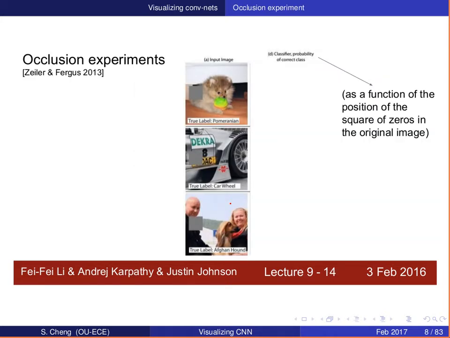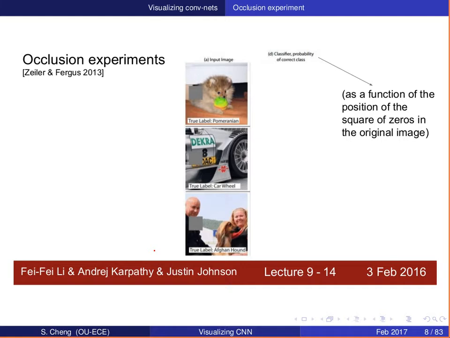Some other work on visualizing ConvNets, the earlier work, is by Zeiler and Fergus. In that work, they propose two different approaches to visualize convolutional networks, to understand what's going on inside the network.